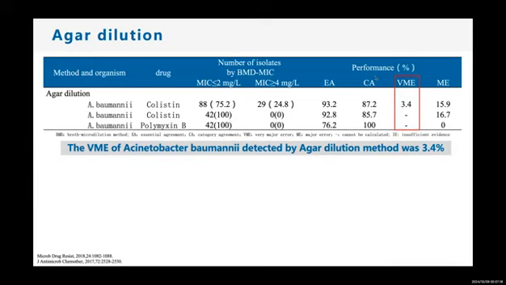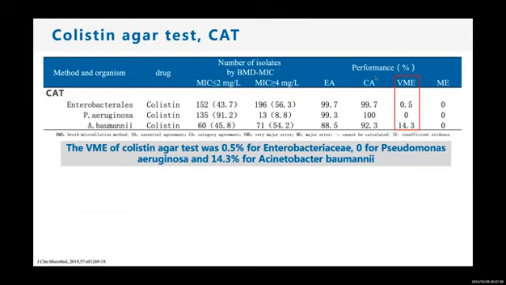The agar dilution method. The VME of Acinetobacter baumannii detected by agar dilution method was 3.4%. And in the year 2020, CLSI recommended the colistin agar test for colistin resistance detection. The VME of the colistin agar test was 0.5% for Enterobacterales, 0 for Pseudomonas aeruginosa, and 14% for Acinetobacter baumannii.